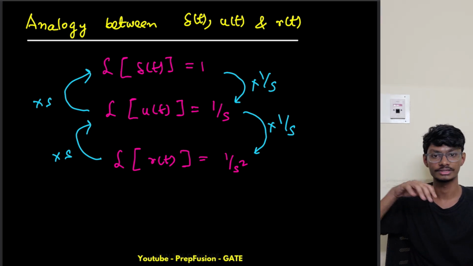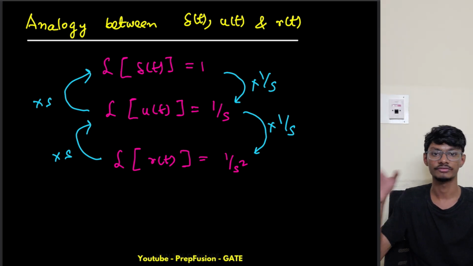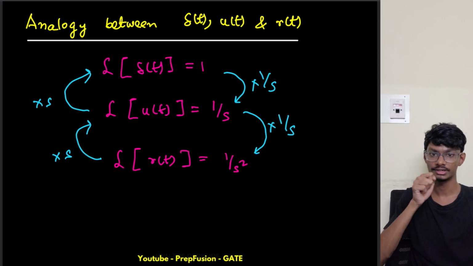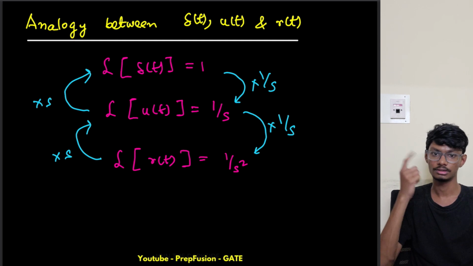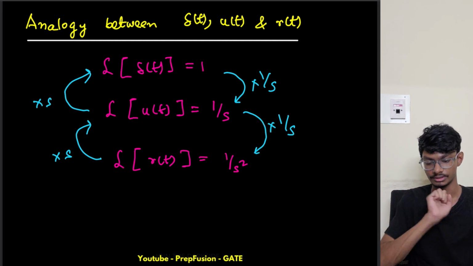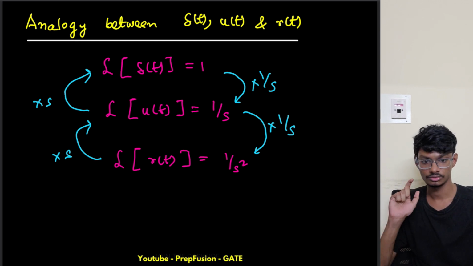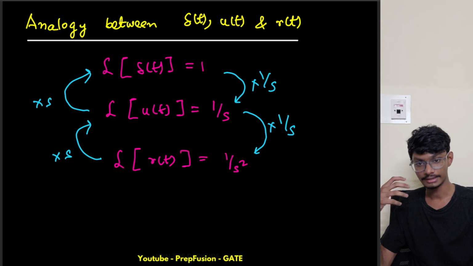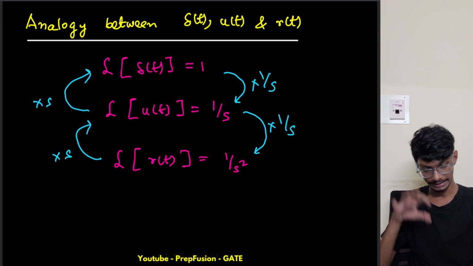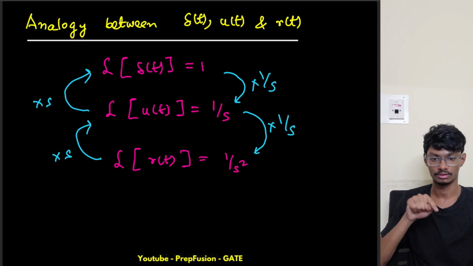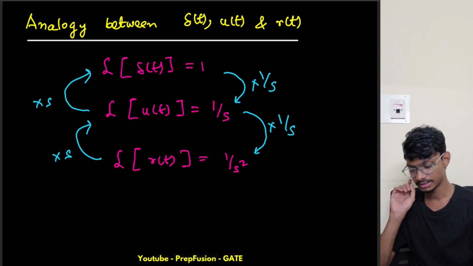So if you want to differentiate a function in the time domain, then in the frequency domain we have to multiply it by s. If you want to integrate a function in the time domain, then in the frequency domain we have to divide by s. This we will study, but it is an important thing. Just write this down in your notebook, you should come back to this later on.